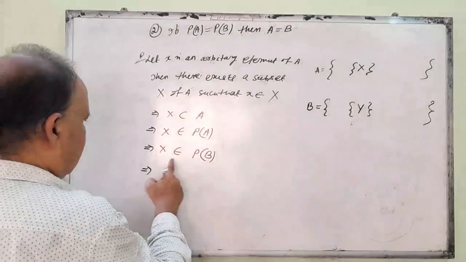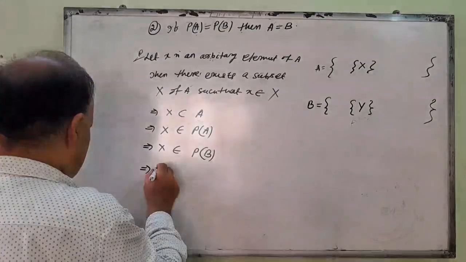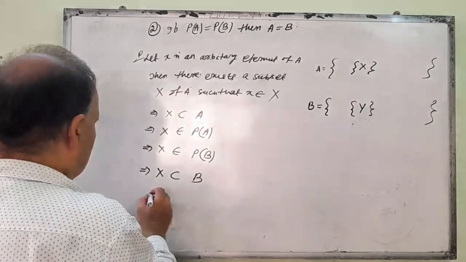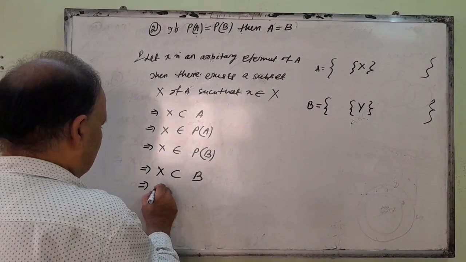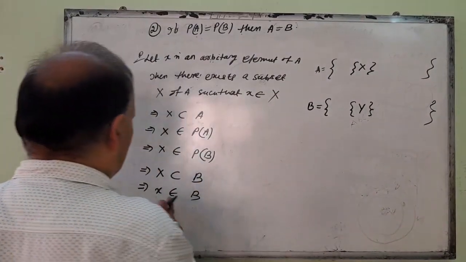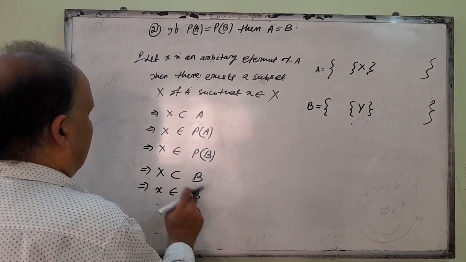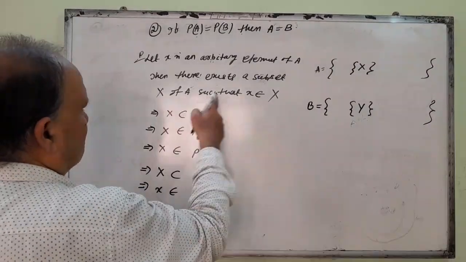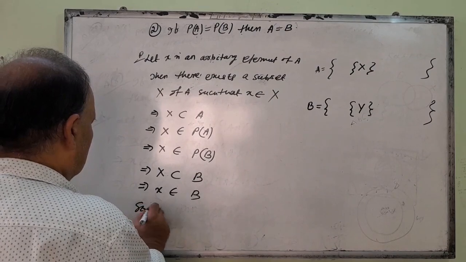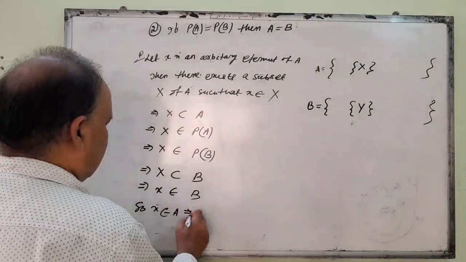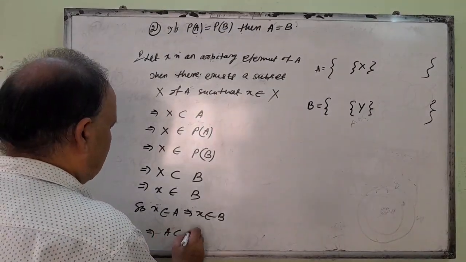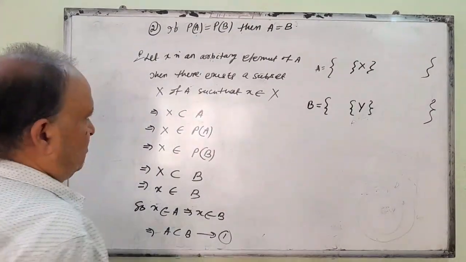This implies that if X belongs to PB, you can write X is a subset of B. This implies that small x belongs to B, because small x is present in capital X. So x belongs to A implies that x belongs to B. This implies that A is a subset of B. This is the first part.